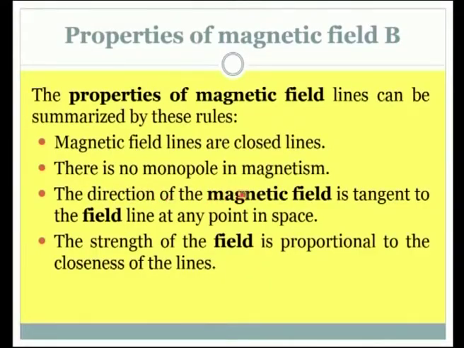The direction of the magnetic field is the tangent to the field line at any point in space. The strength of the field is proportional to the closeness of the lines. So, the more tightly the lines are packed, the higher is the magnetic field, magnitude wise. So, these are some of the key points.